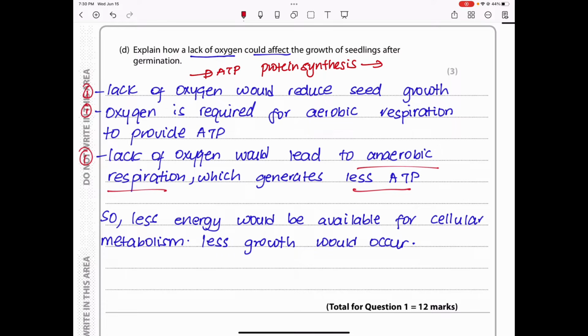structure within a plant. So if there is no oxygen, there will be no respiration or less respiration, or there could be anaerobic respiration. And anaerobic respiration produces less ATP. So meaning the protein synthesis will not occur as required, and therefore the structure of the plant is not going to be made, meaning there will be less growth or no growth. So lack of oxygen will reduce growth, and then because oxygen is required for aerobic respiration to provide ATP, lack of oxygen will lead to anaerobic respiration, generating less ATP, and then less energy would be available for cellular metabolism and growth. This brings us to the end of question 1. Let's continue on to question 2.